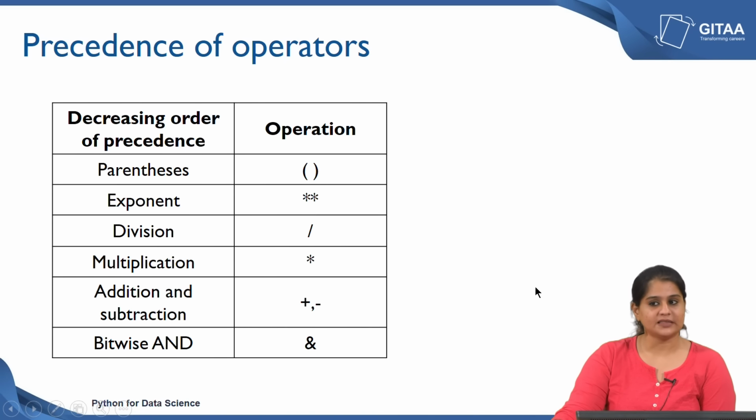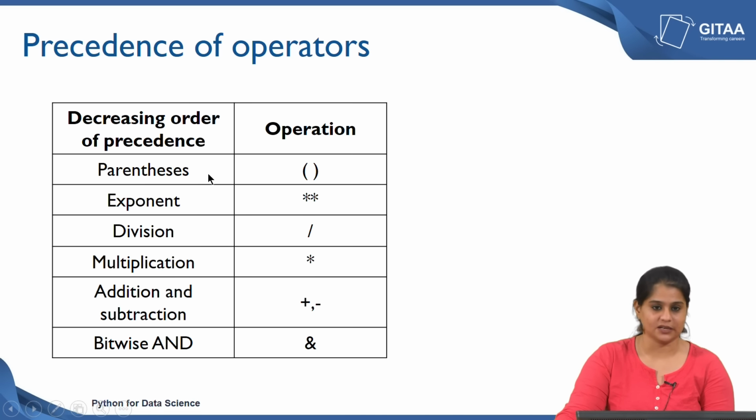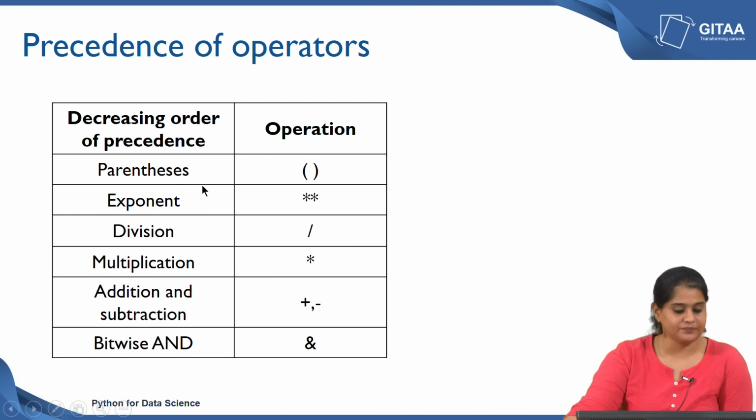So, now let us look at the precedence of operators. I have ordered the operators in the decreasing order of precedence. Like I earlier mentioned, parenthesis is not an operator. Any expression with operators that are enclosed within parenthesis gets the topmost priority. That is why parentheses always occupy the first line in terms of precedence.